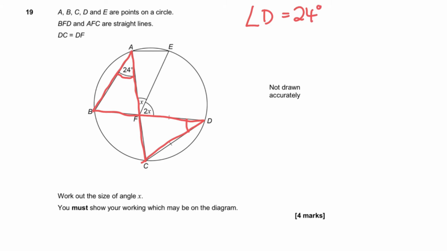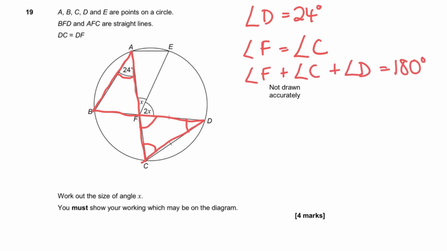We can also see that there's a triangle involved. DC is equal to DF, so that must mean it's an isosceles triangle. So we know that this angle at F and this angle at C are going to be equal for an isosceles triangle. So angle F is equal to angle C. But we also know that because it's a triangle, angle F plus angle C plus angle D is going to equal 180 degrees.